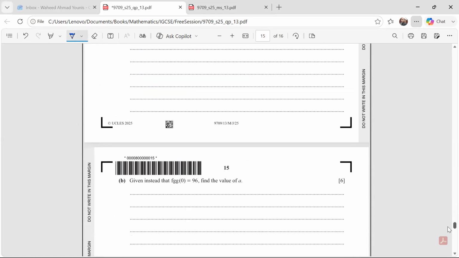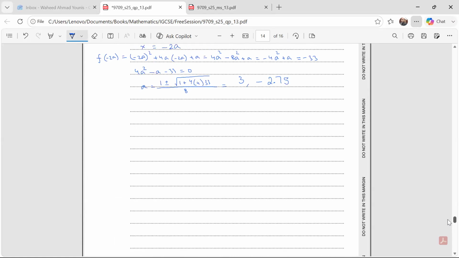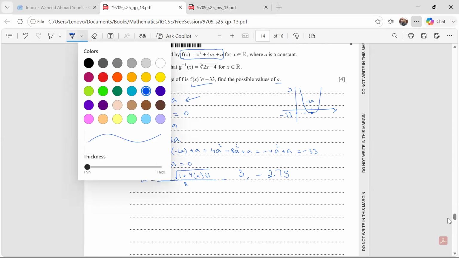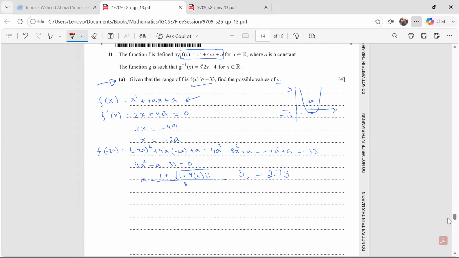It says now we have to see the other statement about the g function. Given instead that fg(g(0)) is 96, find the value of a. Okay, first of all, let me do something over here. What is this inverse function? Let me change the color just to differentiate this one.